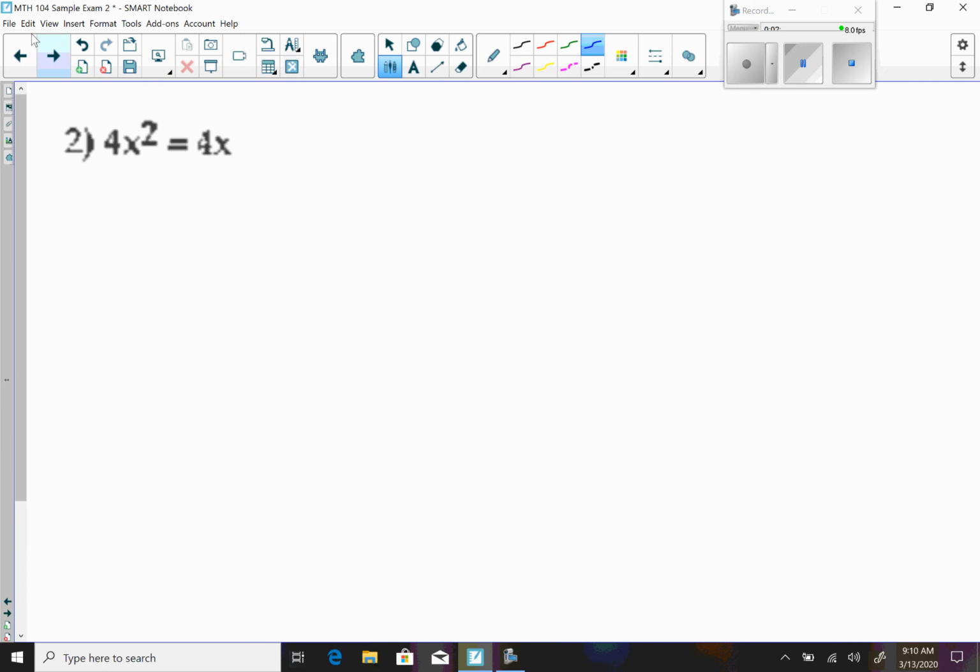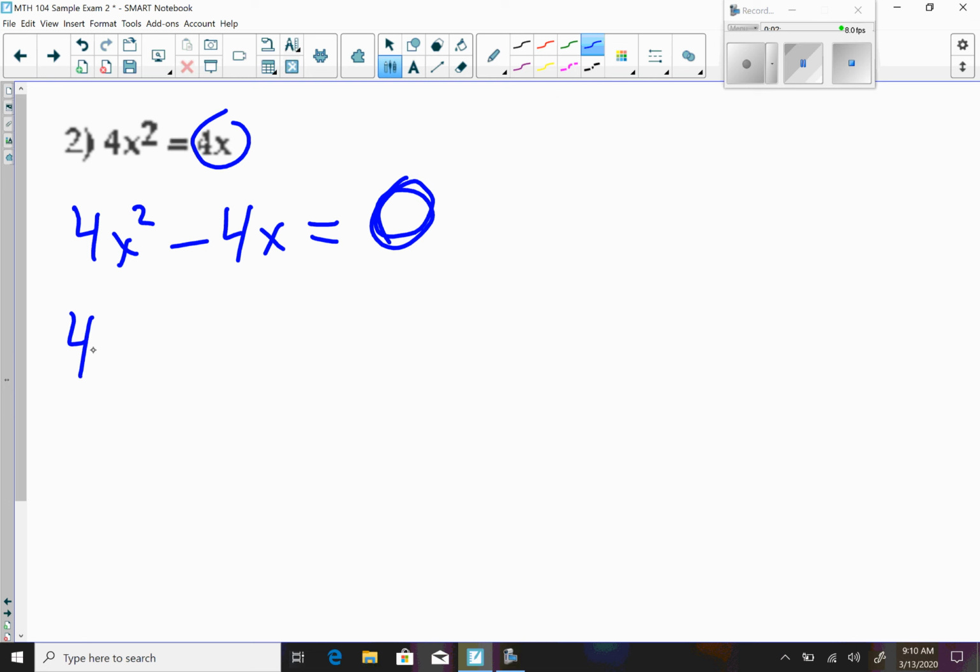Number 2 is the same kind of equation. It's a quadratic equation, so one side of the equal sign must be 0. We have to turn this into a 0, 4x into a 0 by subtracting 4x from both sides. Then we factor out the greatest common factor. 4x comes outside of x minus 1, because 4x times x is 4x squared, and 4x times -1 is -4x.